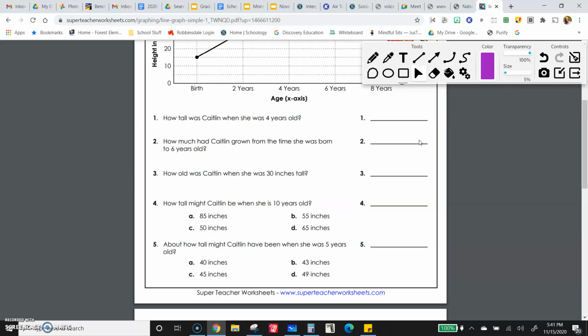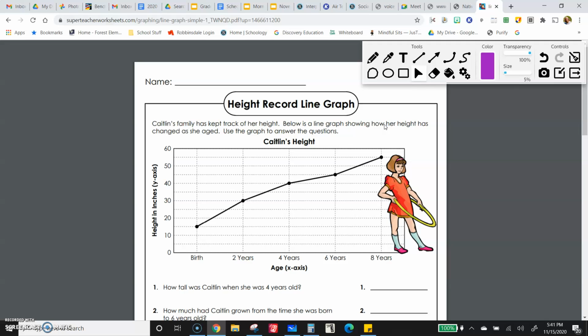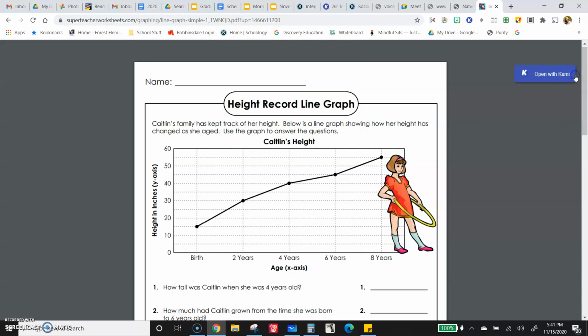Or how tall might Caitlin have been when she was 5? Well, 5 is not on the graph, but I know 5 is right in between 4 and 6, so I could estimate and say, okay, about right here. Sorry for my not straight line. It's about right there. Let's look and say, okay, that's in between 40 and 45. So maybe that's 42 or 43 inches. So really thinking about what the graph means and how we can answer the questions that they're asking about it.